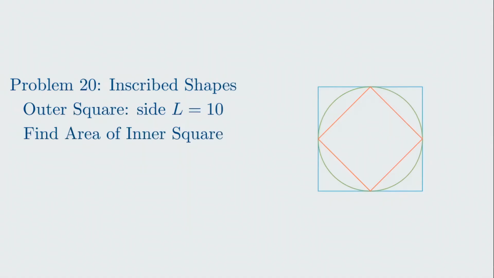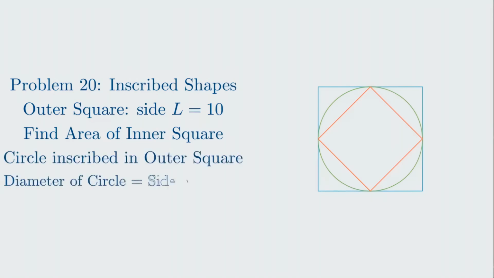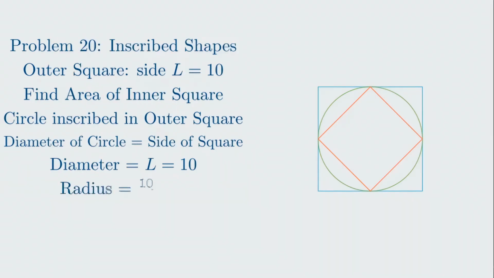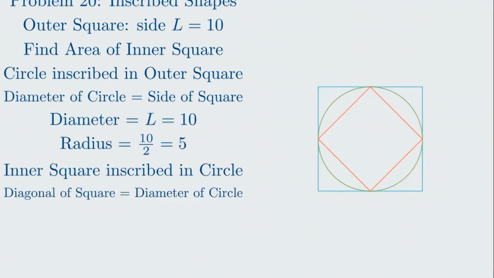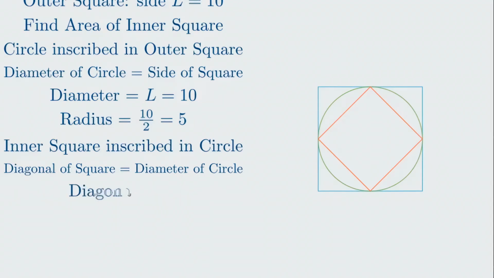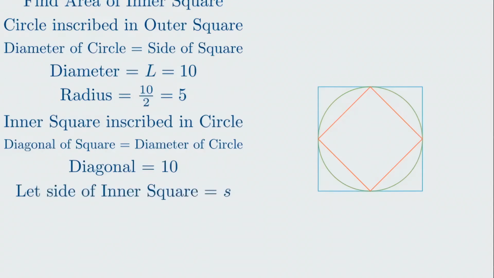Let's work our way from the outside in. We know the side length of the large square is 10. Let's find the properties of the circle first. Because the circle is inscribed in the square, its diameter must be equal to the side length of the square. So the diameter of our circle is 10. This means its radius is 5. Now let's look at the inner square inscribed in this circle. For a square inscribed in a circle, the diagonal of the square is equal to the diameter of the circle. So the diagonal of our inner square is also 10.